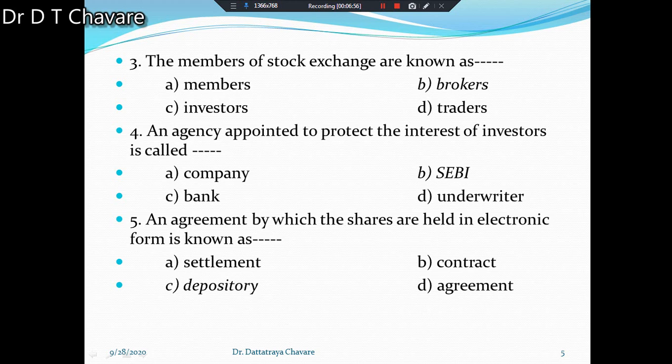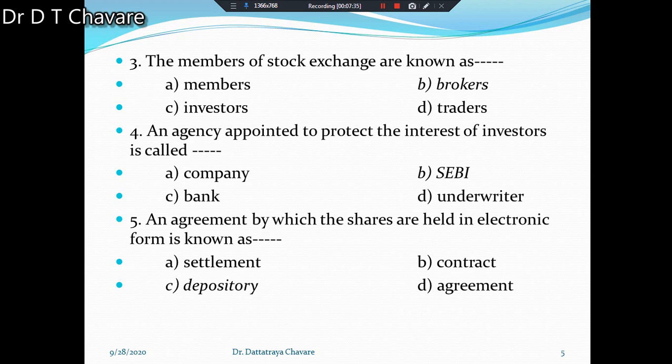Then next question is there: an agency appointed to protect the interest of investors is called dash dash. Four alternatives are given. Number one, company. Number two, SEBI. Number three, bank. And the last, underwriter. It means that SEBI is the correct answer.